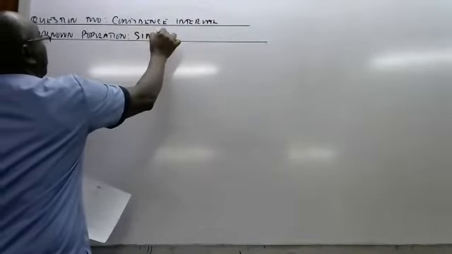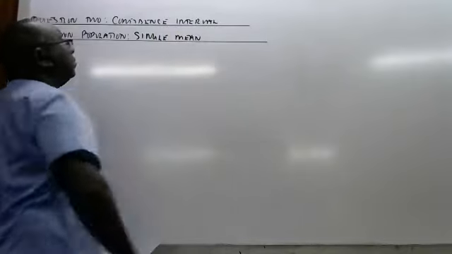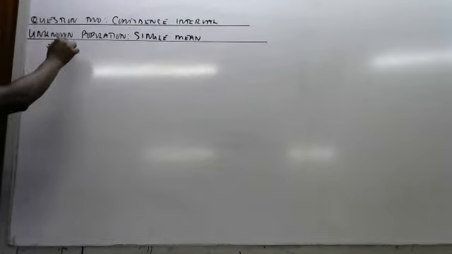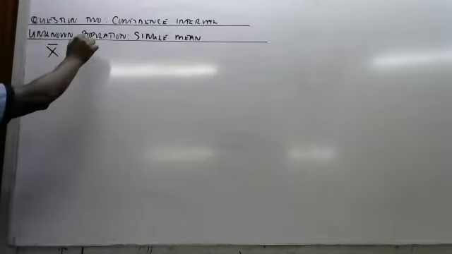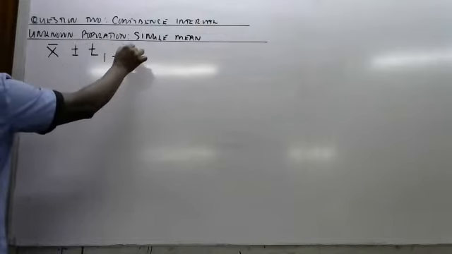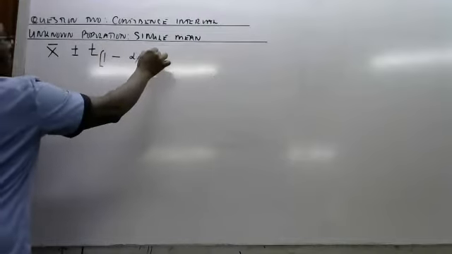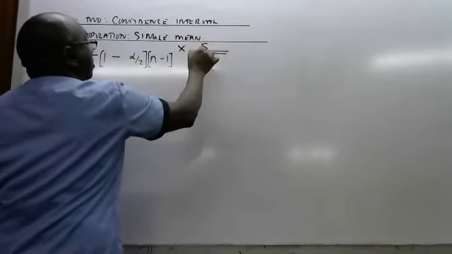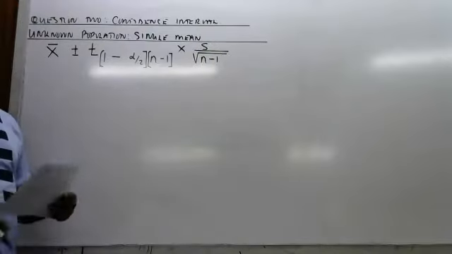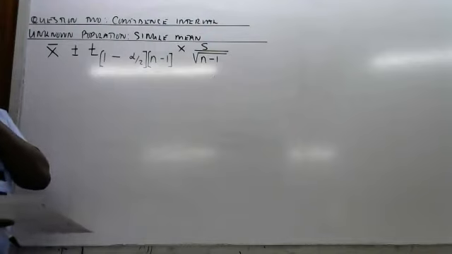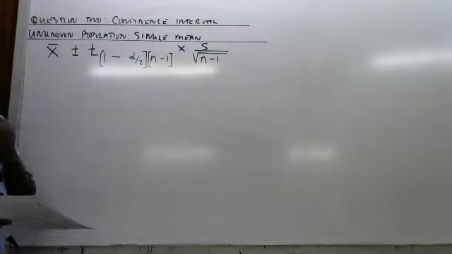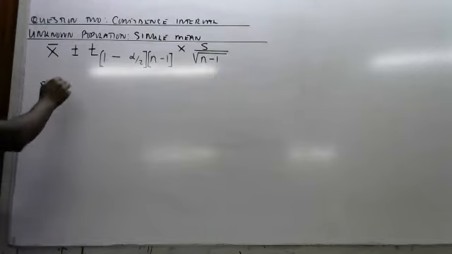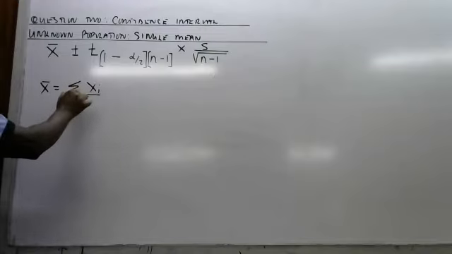So if it is a single mean, how do we get the confidence interval? The formula is X bar plus or minus t of 1 minus alpha out of 2, n minus 1, multiplied by S, which is divided by the root of n minus 1. X bar is supposed to be given as the sum of xi's divided by n.